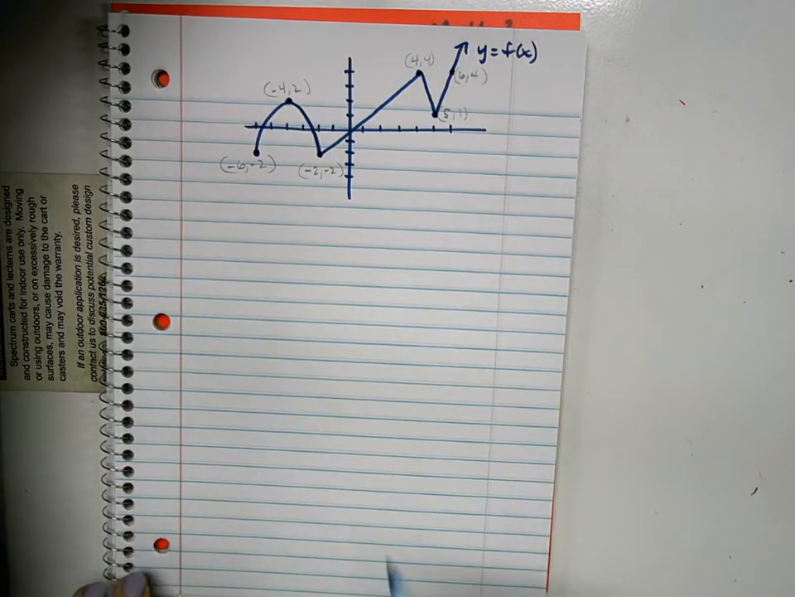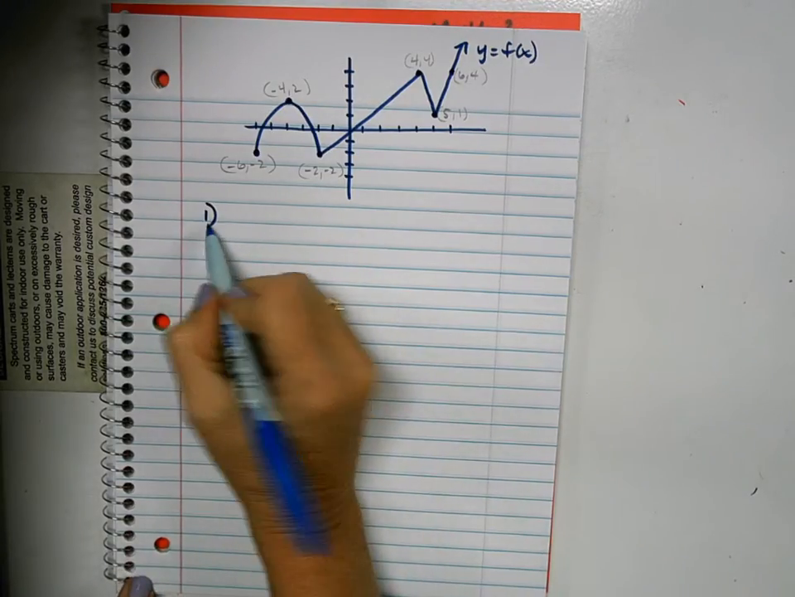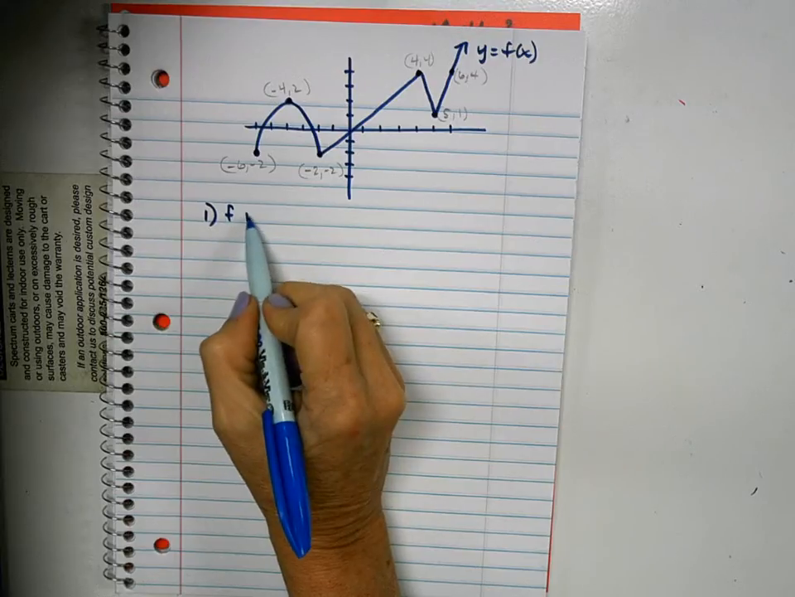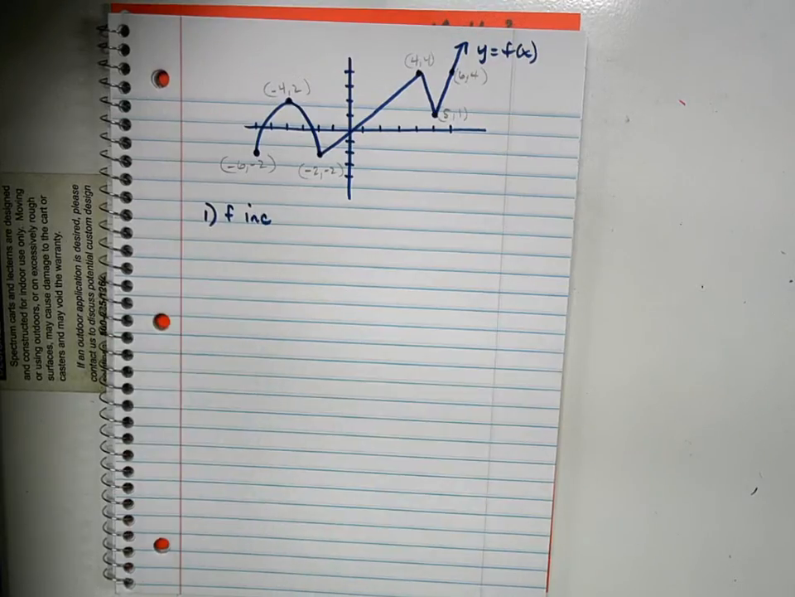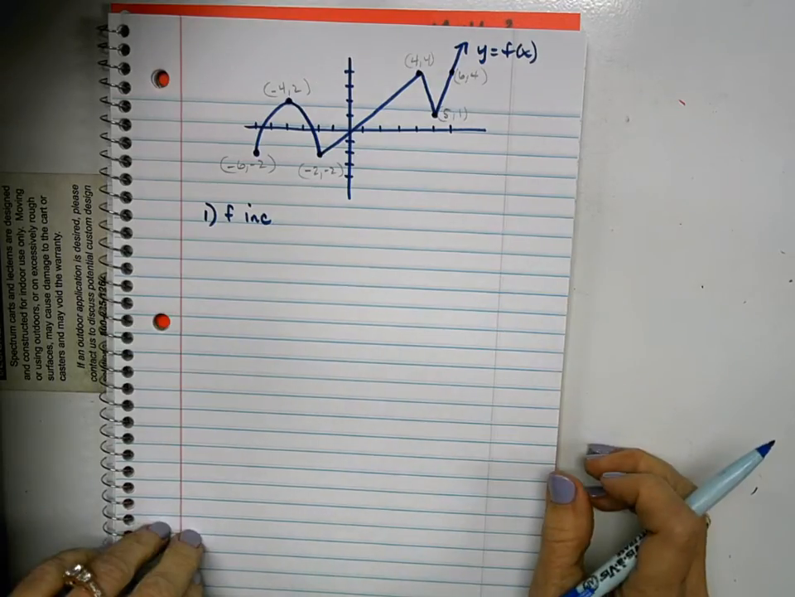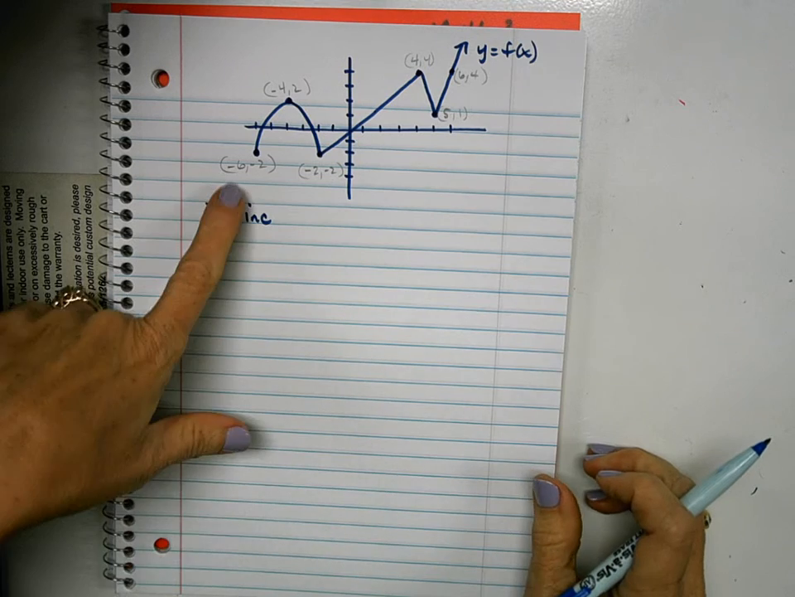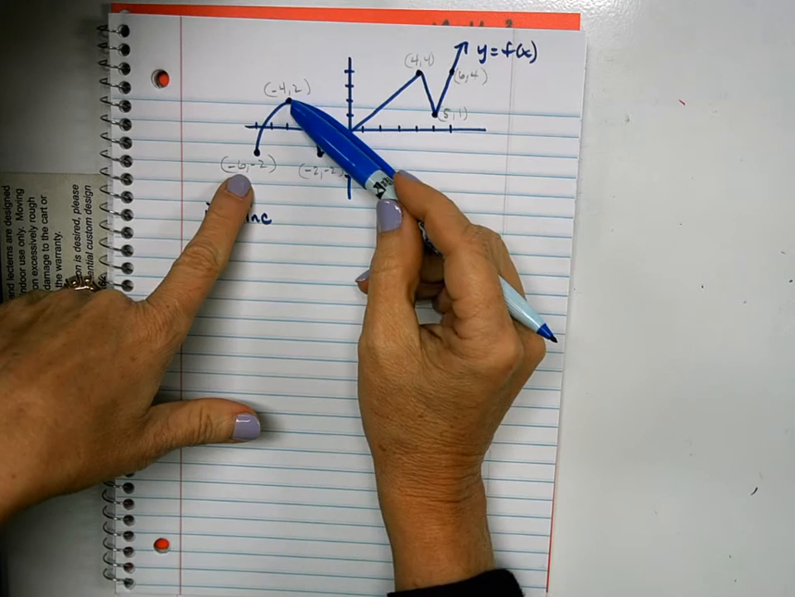Okay. 1. Where is f increasing? And it's going to say state the open intervals. So we're just going to use parentheses where f is increasing. As I read from left to right, where is it going up? Anybody want to give it a shot? Go ahead. What do you think? -6 to -4. Yeah, it's going up there.